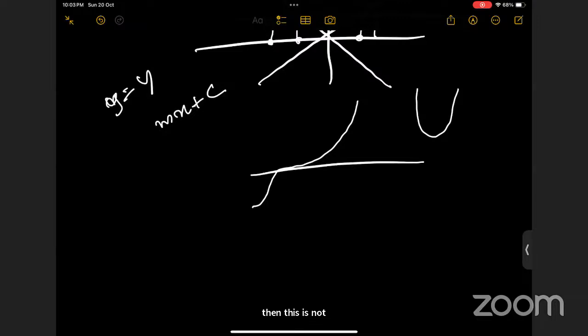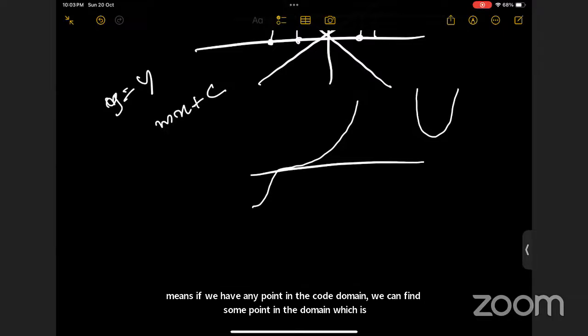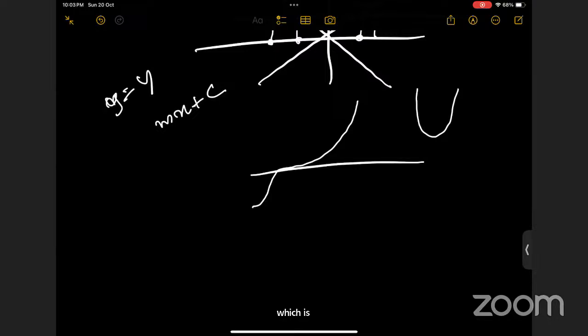Onto means we have to cover all the values from the codomain. That means if we have any point in the codomain, we can find some point in the domain which is its pre-image, whose functional value is that point.